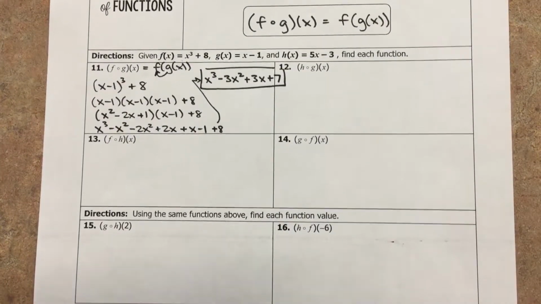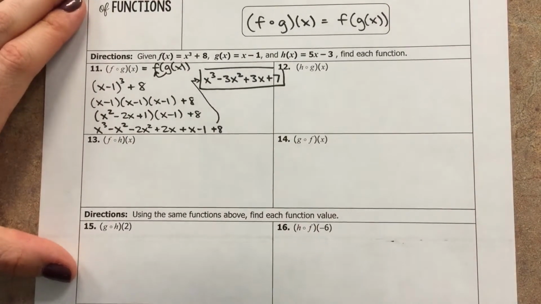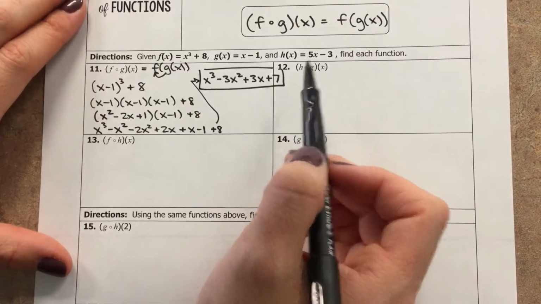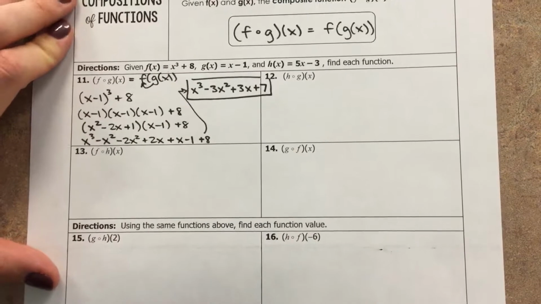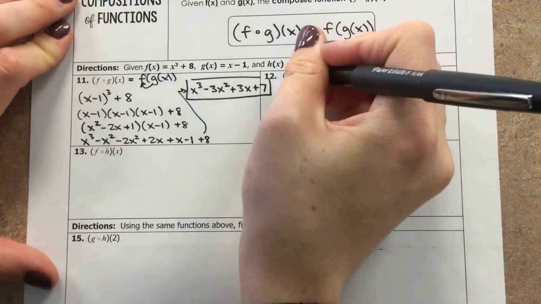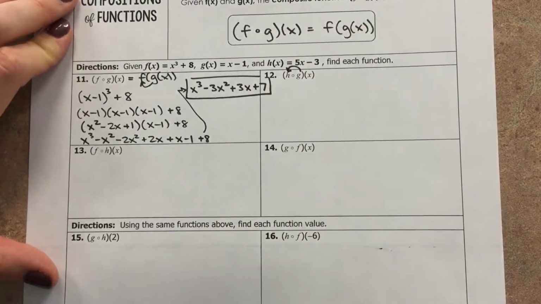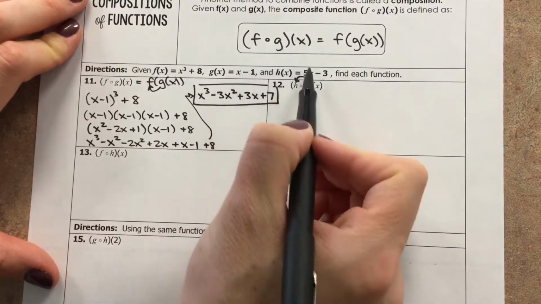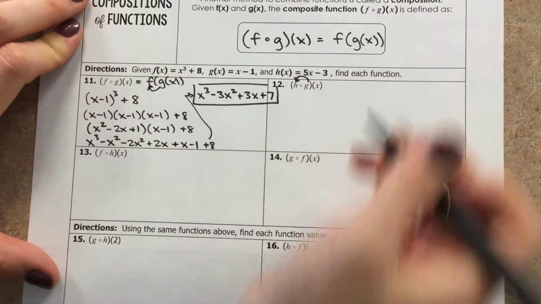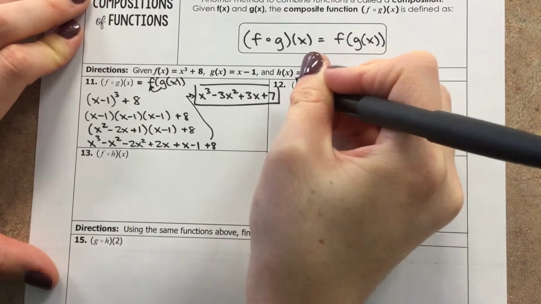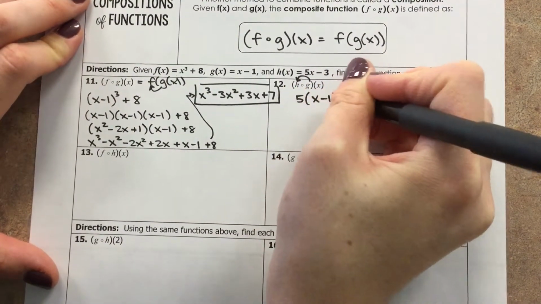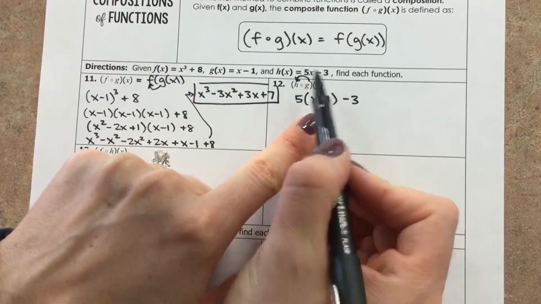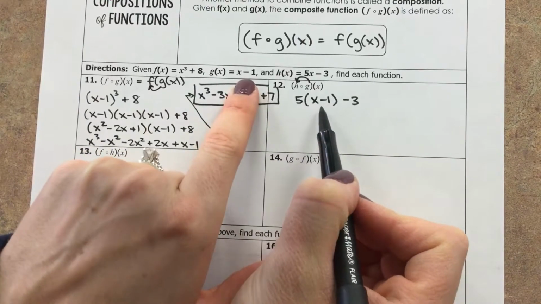So now let's look at number 12. H composed with g of x. So that little open circle, sometimes people see that as like an O, so you could read it as of, like h of g of x. So that means that you are taking your function g and you are plugging it into our function h. So we are taking our function g and plugging it into our function h. So we take 5x minus 3, but you replace that x with this function right here. So this started out as our function h, but in place of the x, we plugged in our function g.